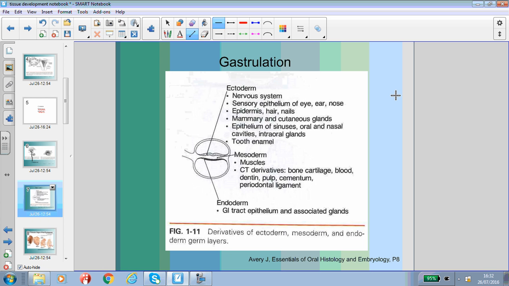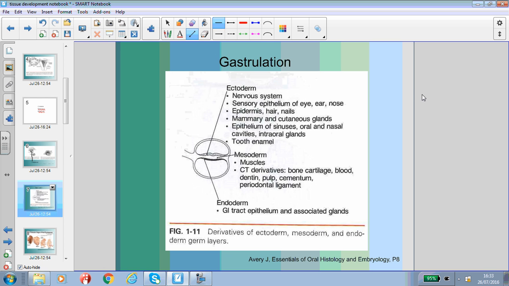So as a general rule, ecto refers to outside, meso in the middle, endo inside. As a general rule, the things that are ectoderm will be on the outside of the body. Mesoderm will be sort of the bulk in the middle, and the endoderm will be sort of lining and things. However, it's not quite as specific as that, but it's a reasonable general rule. There are, as with everything, I'm afraid, exceptions to every case.